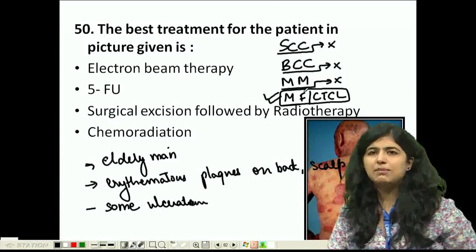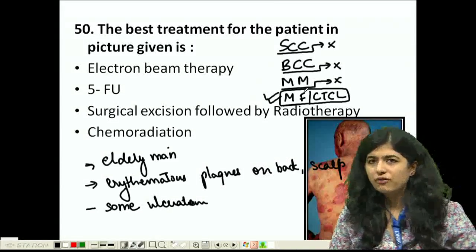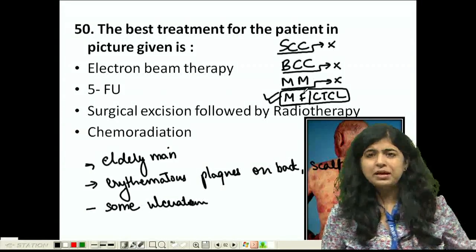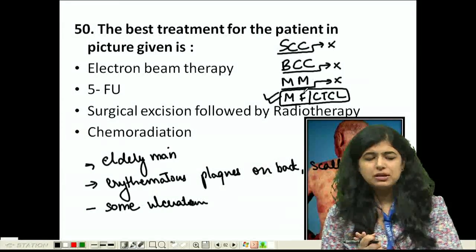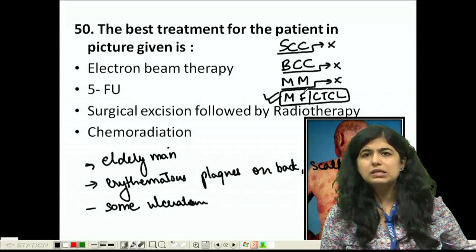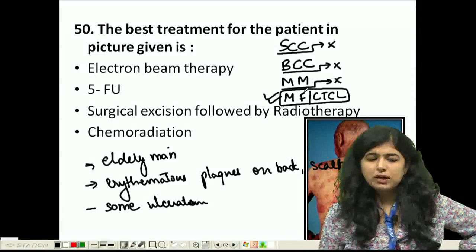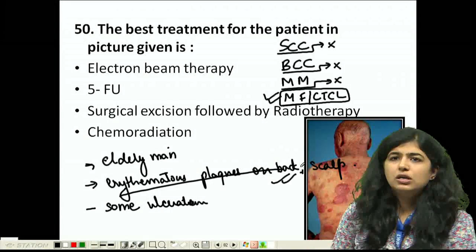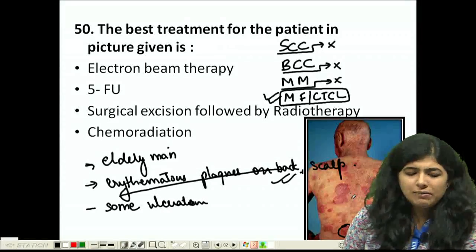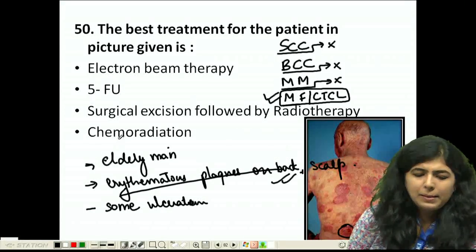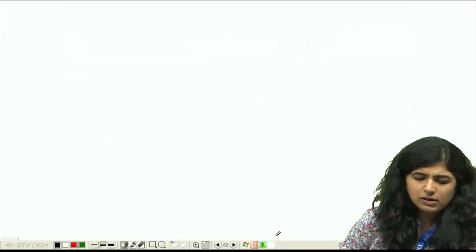Trust me, just seeing the image, it will be very difficult for you to diagnose. Taking the hint from the question that it's a malignancy, ruling out different skin malignancies, coming to a diagnosis of mycosis fungoides because there you have these typical lesions. You know image MF. Now let us look at the treatment. What is the best treatment?